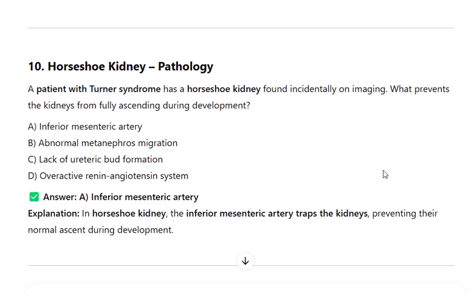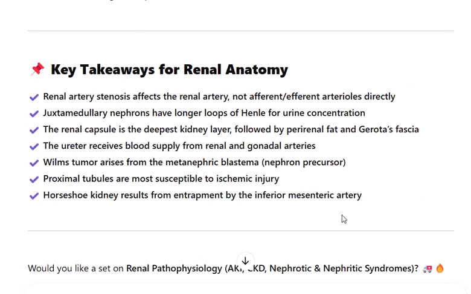Answer A. Inferior mesenteric artery. Explanation: in horseshoe kidney, the inferior mesenteric artery traps the kidneys, preventing their normal ascent during development. Key takeaways for renal anatomy. Renal artery stenosis affects the renal artery, not afferent-efferent arterioles directly. Juxtamedullary nephrons have longer loops of Henle for urine concentration.